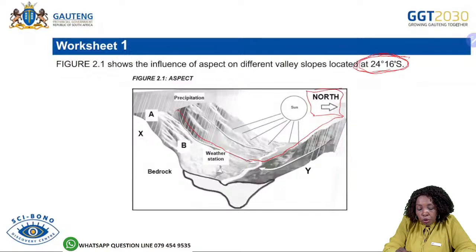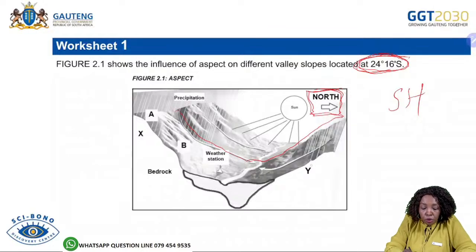I wanted to bring this to your attention to say that take note of these coordinates, which are bringing your attention to the fact that this would be in the southern hemisphere. And then also what I wanted to bring to your attention is which slope between this slope and this particular slope would be the north facing. So your north facing slope, that's where we see direct sun's rays, it would be on this particular slope, meaning that this one would be our shadow zone.